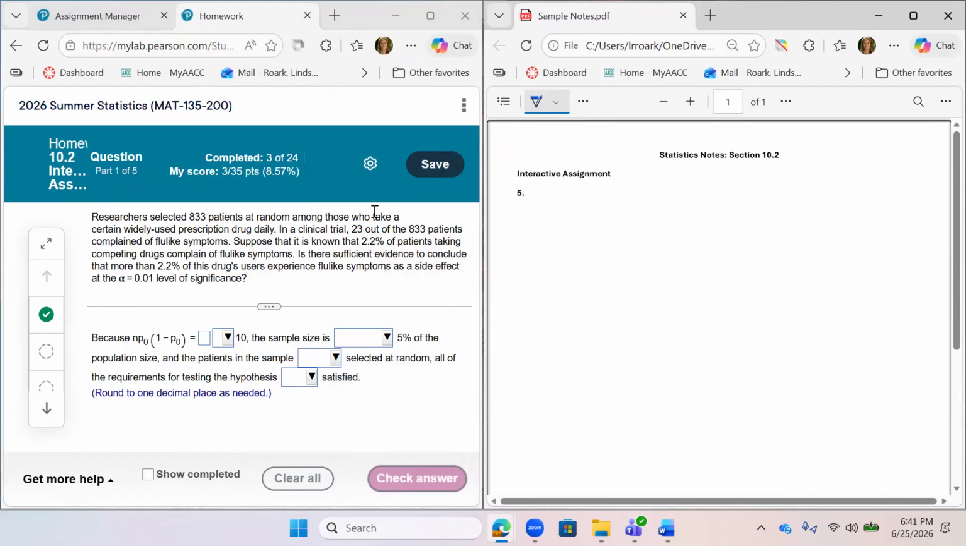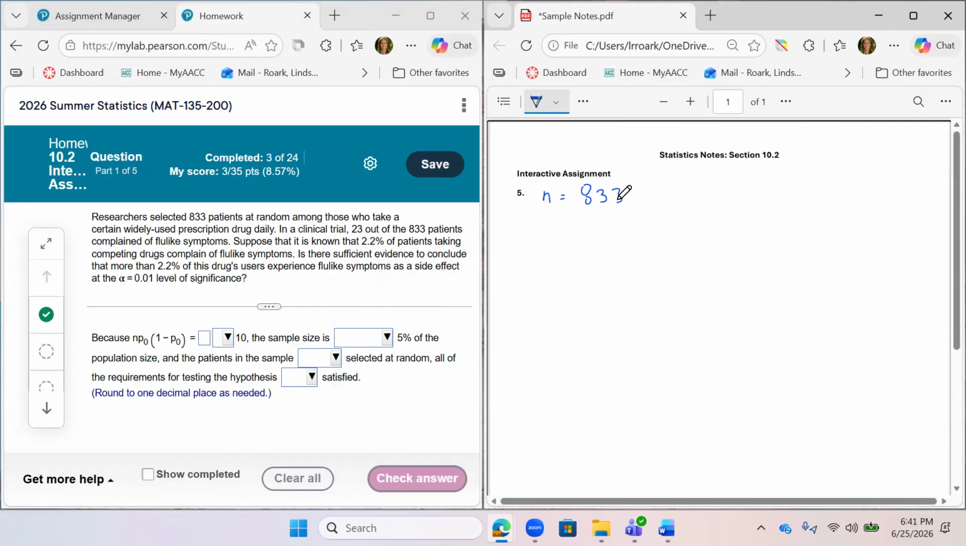It says researchers selected 833 patients at random who take a certain widely used prescription drug daily. Okay, so even in that first sentence, that's a lot of information, right? They tell us that's our sample size, right? So I would probably write down on my paper, okay, n equals 833.